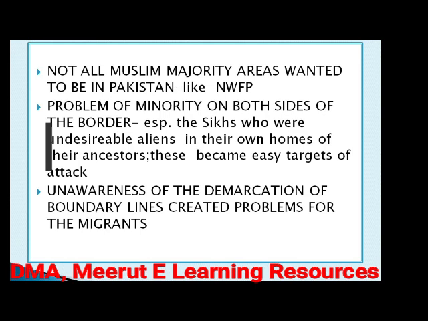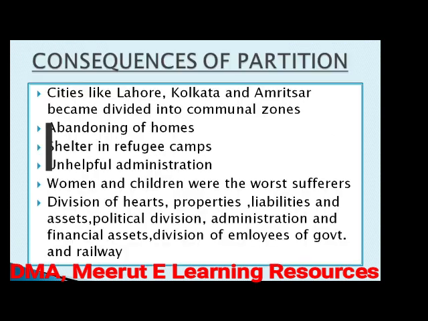Then there was a problem of minority on both the borders. Punjab had many Sikhs who had been living there since times immemorial, and they were now finding themselves in the Pakistan area. They became easy targets, and in the migration and refugee issues they were the most hit people around. Unawareness of the demarcation at the boundary lines created problems for the migrants. At the dawn of independence, we were not aware whether we are living on the Indian part of the subcontinent or the Pakistani part of the subcontinent. So, ground reality says we were unaware. And other issues. Let's look into the consequences of partition.